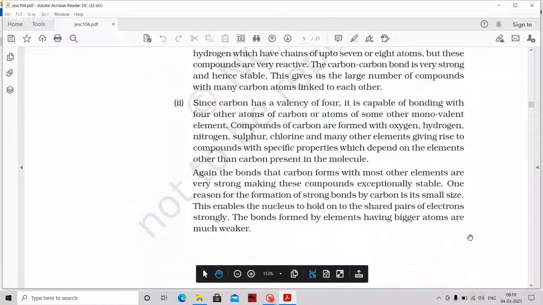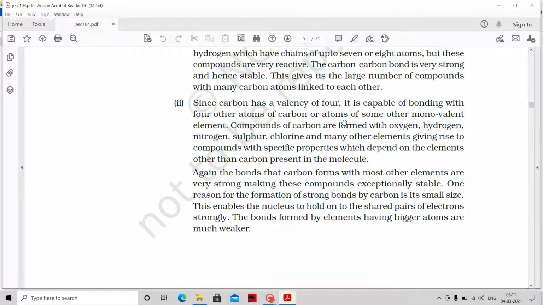That is one property called catenation. Carbon also has a valency of 4, called tetravalency. That means it is capable of forming bonds with 4 other atoms of the same carbon or atoms of other monovalent elements like H, chloride, bromide, correct? These are all monovalent elements. Such elements can form bonding. So it can have 4 bonds with 4 different atoms to satisfy its valency. That's why carbon has tetravalency.